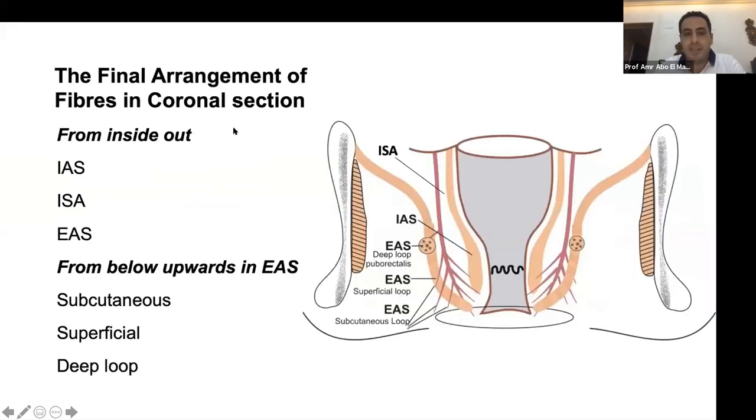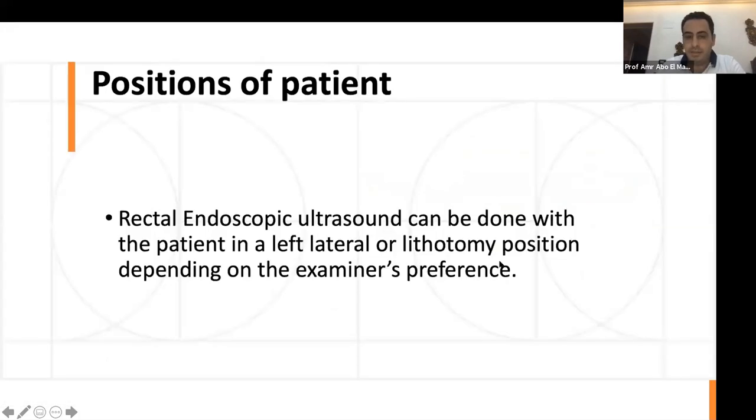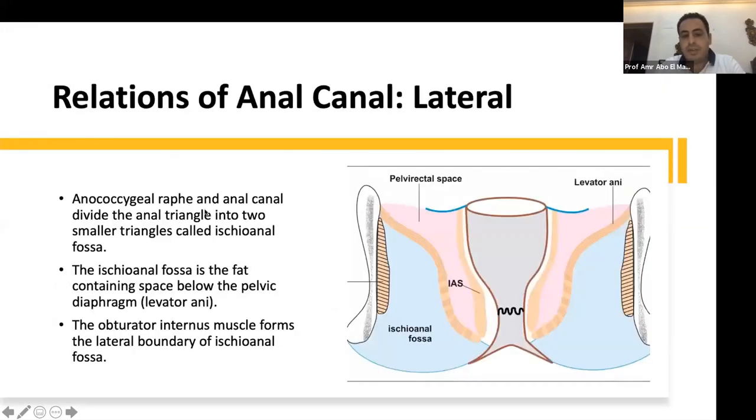So, what is the final arrangement? Fibers from the internal and external anal sphincter. From inside to outside: internal anal sphincter, intersphincteric area, external anal sphincter. From below upward: subcutaneous loop, superficial loop, and deep loop. Relation of the anal canal: the anococcygeal raphe and the anal canal divide the anal triangle into 2 smaller triangles called the ischioanal fossa. This ischioanal fossa is a fat containing space below the pelvic diaphragm.